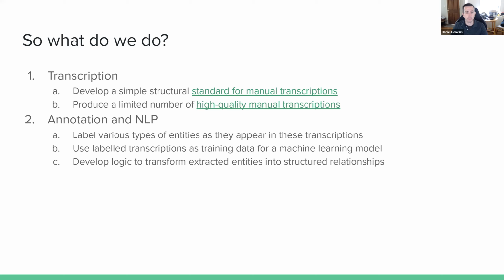The second thing we have to do, once we have those annotated transcriptions, is use those to train a machine learning model. We do that using spaCy. Again, I'm going to talk a little bit more about that in a minute. And then finally, once we have output from spaCy, which is in the form of spans with labels attached to tokens from the transcription, we have to do something to transform those into a structured representation of the relationships between pieces of information in the documents.